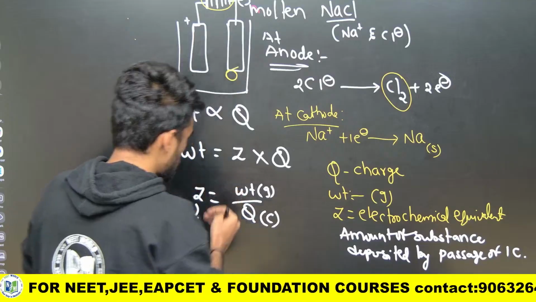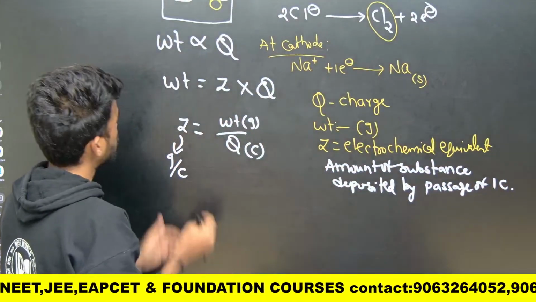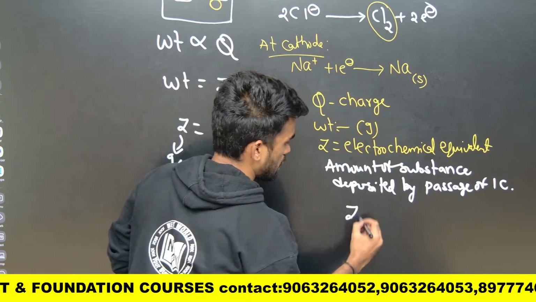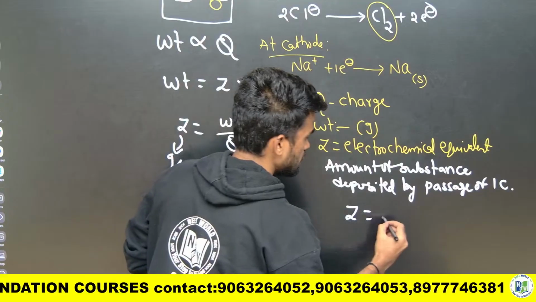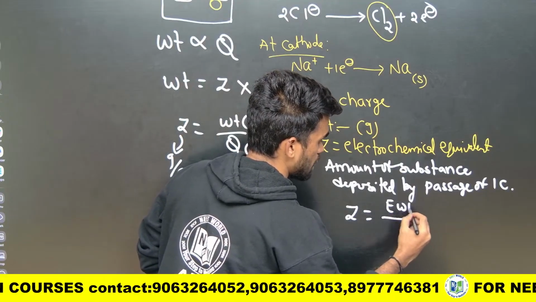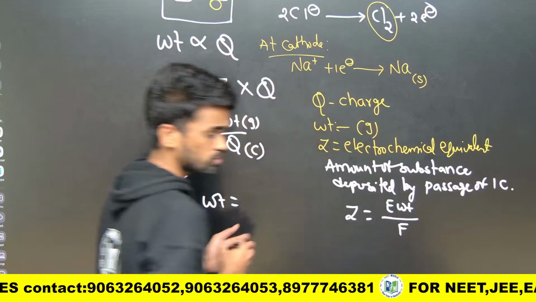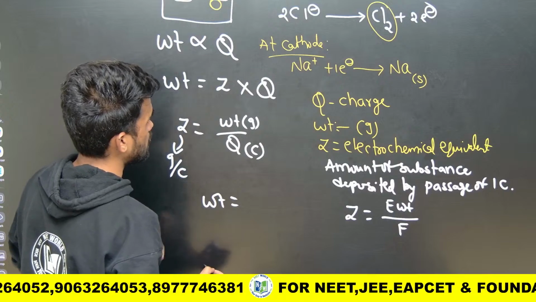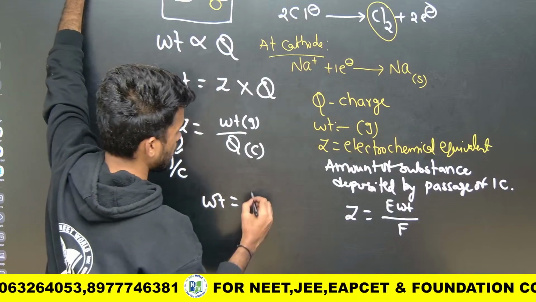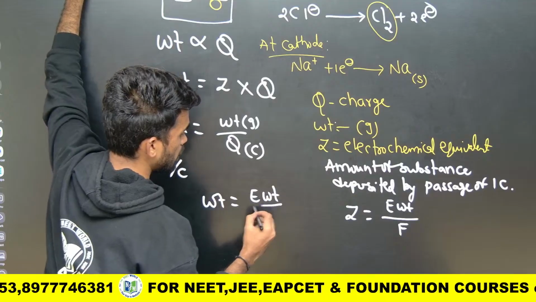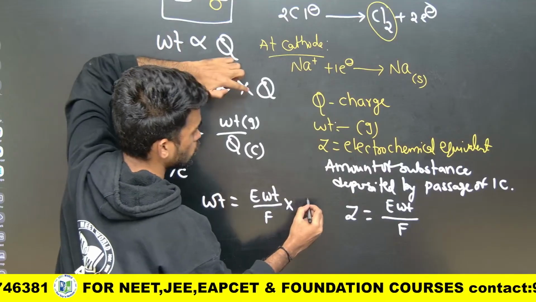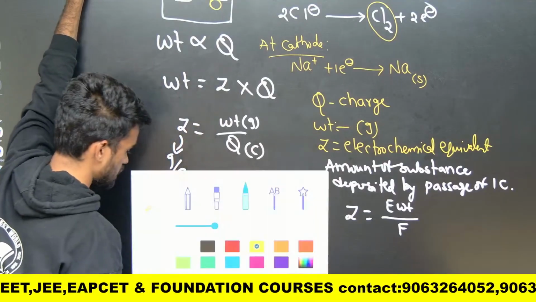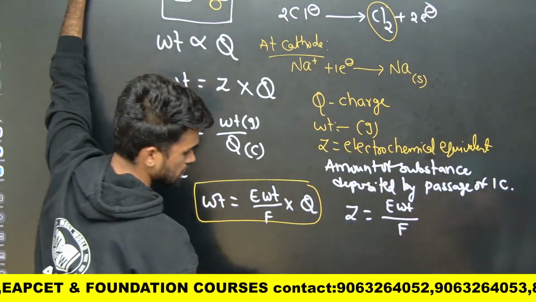Now let us make it a little more clear. So for the weight I am writing, now this Z, the electrochemical equivalent, we can write as the equivalent weight of that substance by Faraday. So in the place of Z I can write equivalent weight by Faraday into Q. Like this I can write now. So now this I can further extend.